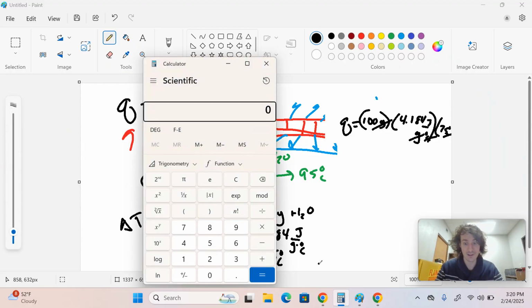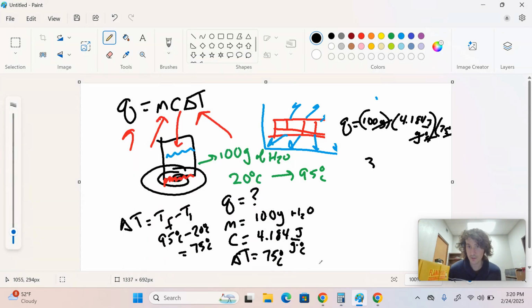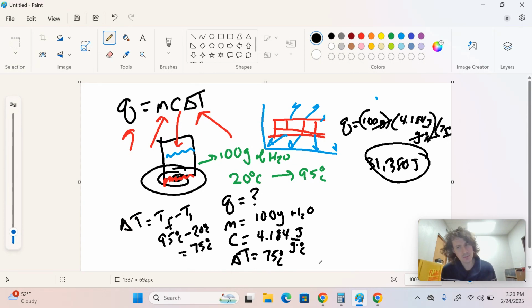So let's see what we get for an answer. Look at that. 100 times 4.184 times 75. Oops, that's 74. And we get 31,380 joules. This means if I want to heat that much water, 100 grams of water, 75 degrees, I need that much energy. Notice there's no time included in this. That doesn't tell you how long it takes. It just tells you how much energy you would need to do that.